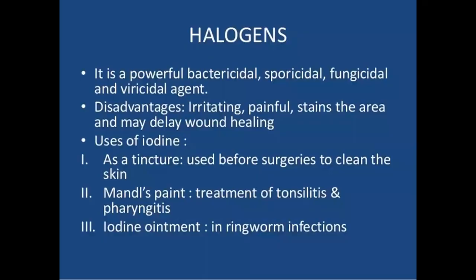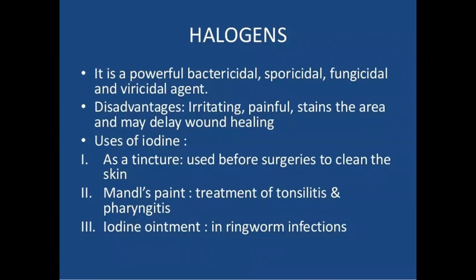Then the next point is halogens. In the halogens, the examples are chlorine, iodine, then iodophores. Is the screen visible? What are the examples of halogens? Iodine, chlorine, iodophores. Iodine is used as an antiseptic. Then the next one is chlorine. Chlorine is used as a germicidal, and it is effective against gram positive and gram negative bacteria.